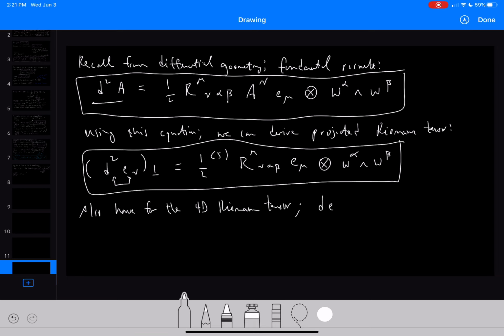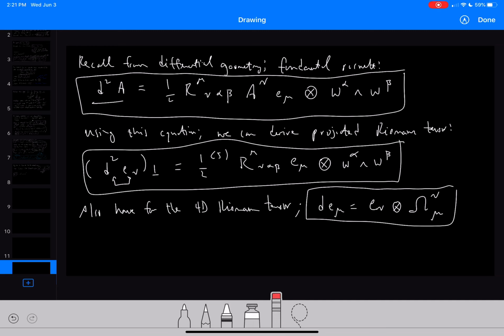So remember, by definition, the exterior derivative of just a basis vector is given by E mu, and then tensor product with this rotational form, right? So that's just by definition. And then I can come up with an equivalent idea for my 4D Riemann tensor, right? So then I can look at, just using this idea.